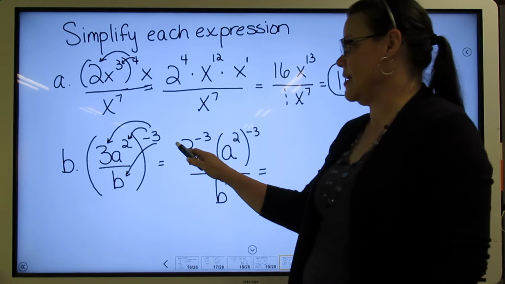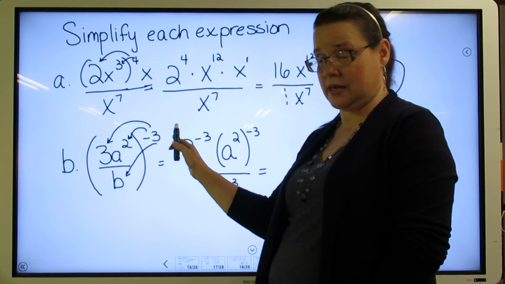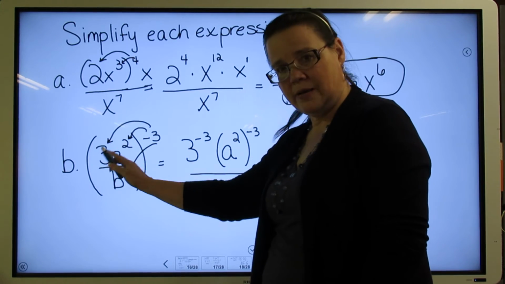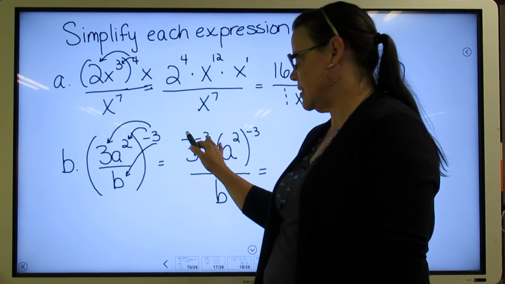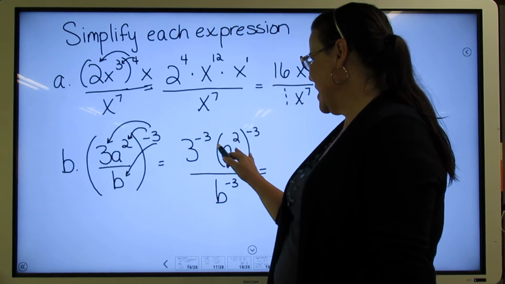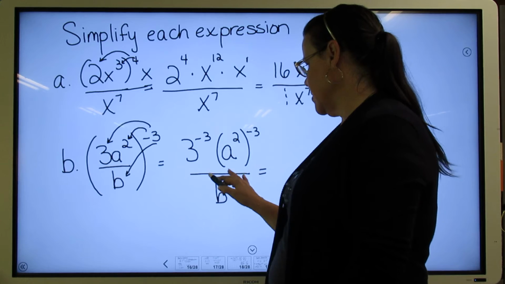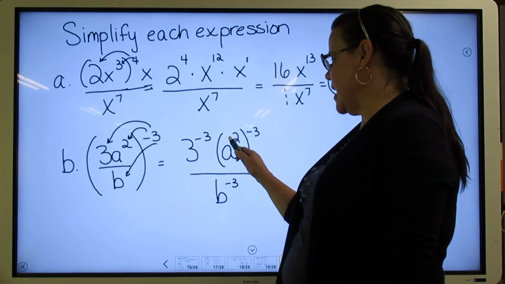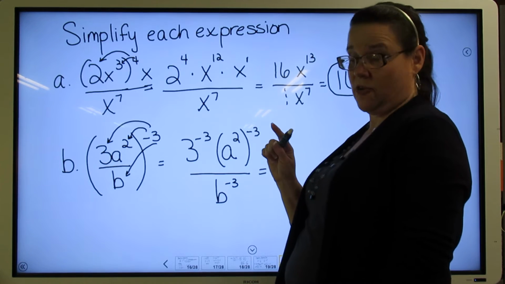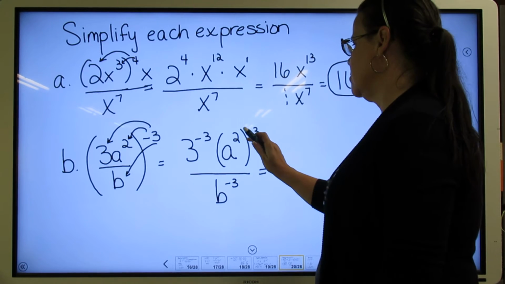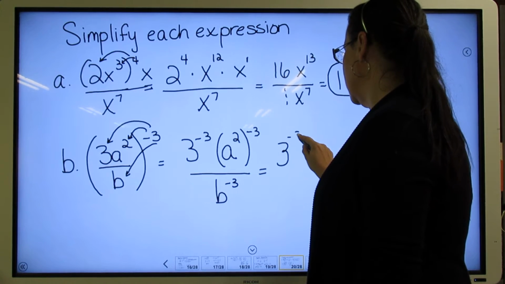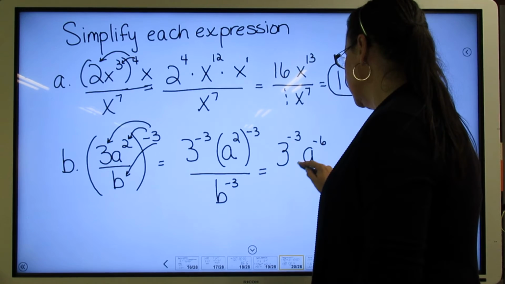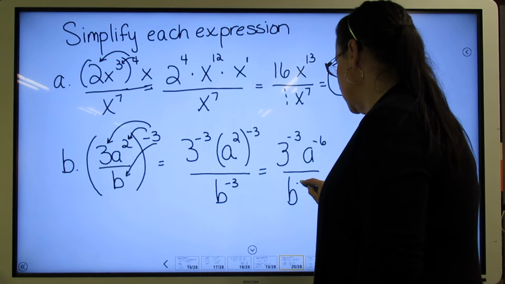Now over here, I gave you a negative 3 exponent. And you would kind of work that out, right? Power to power rule. 3 to the negative third power. A squared to the negative third power. B to the negative third power, right? But I'm going to work the a squared to the negative third power first. So I would do 3 to the negative third. And then this would be a to the negative 6. And then this is b to the negative third.